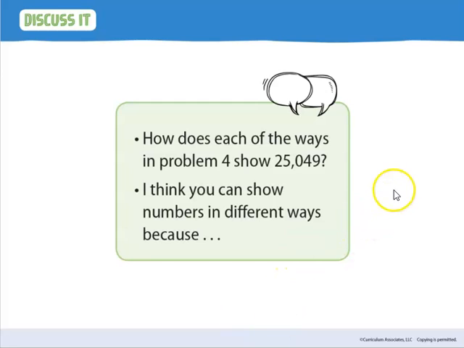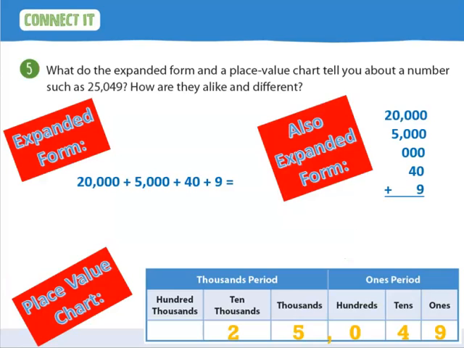Okay, let's stop and think a minute. How does each of the ways in problem 4 show 25,049? I think you can show numbers in different ways because, well, let's stop and think. We've learned place value chart, we've learned expanded form, we've even learned word form and standard form.